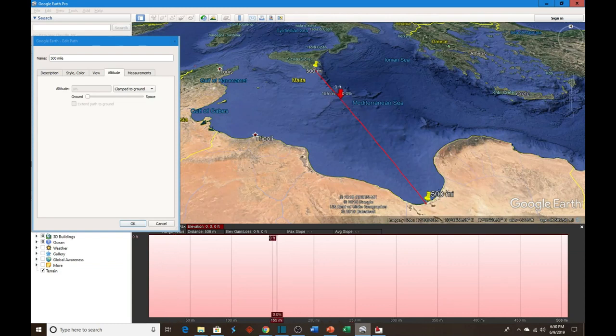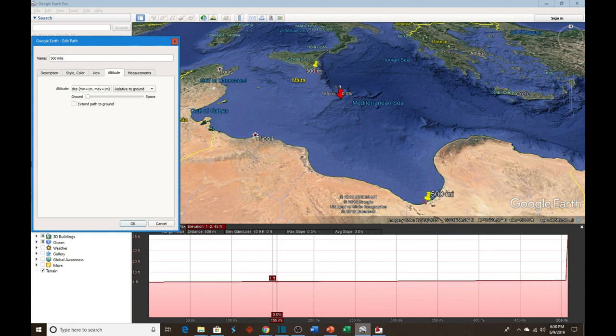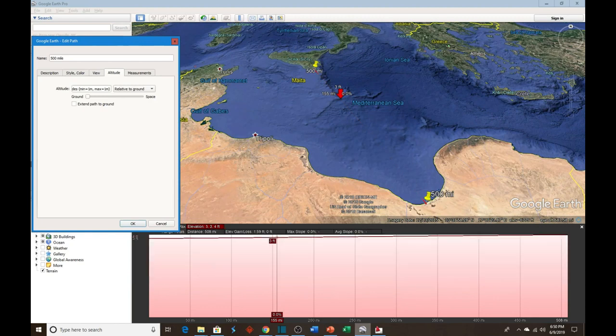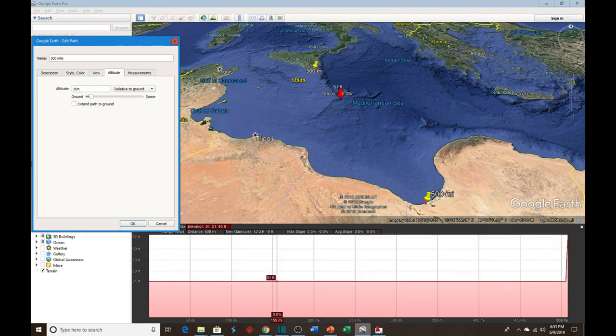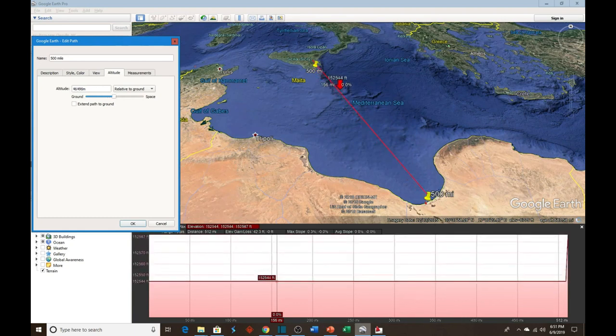Well, what happens if we change clamped to the ground to relative to the ground? Where did the line go? Well, let's see. We have an elevation of nothing right now. Let's increase our elevation and see what happens. I see the line growing, Kiwi. And watch.